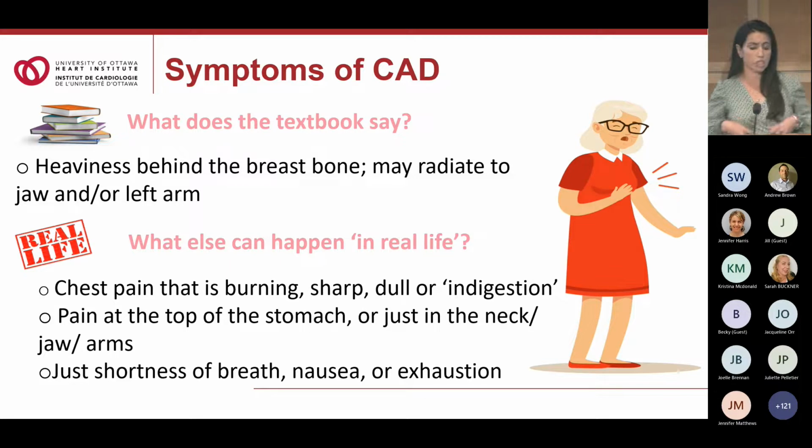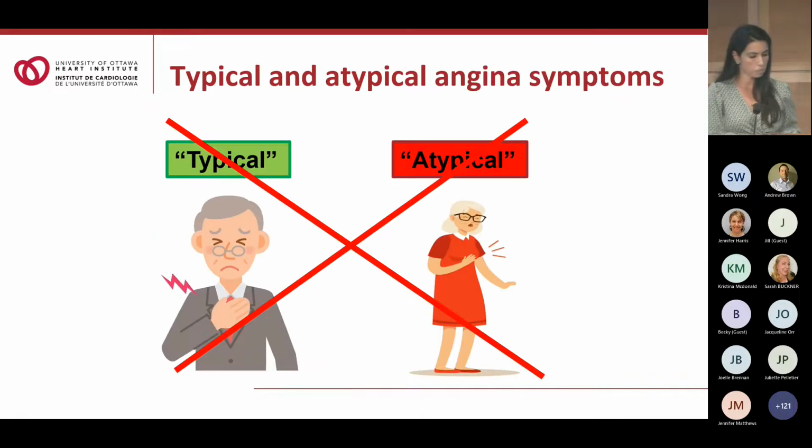Sometimes the pain can be just in the epigastrium, or just in the neck and the jaw, or just the arms. Or on very rare occasions, the heart attack can present with just shortness of breath, just nausea, or just exhaustion. But just know that the far majority of women will have some form of chest discomfort.